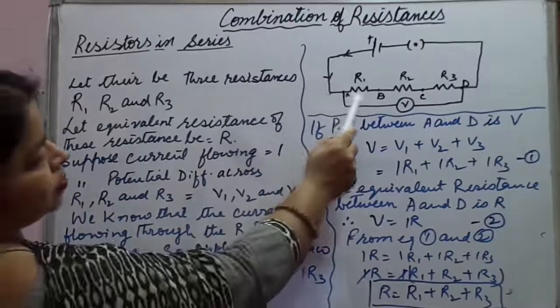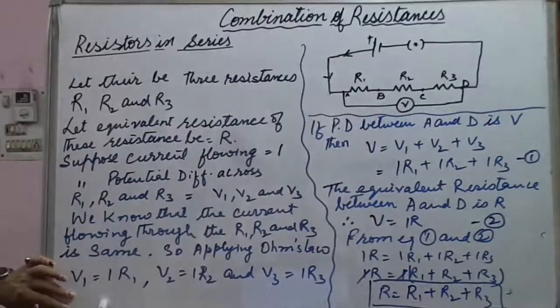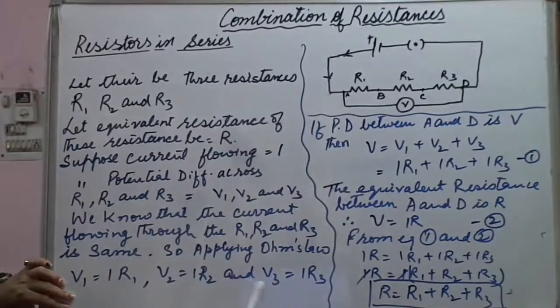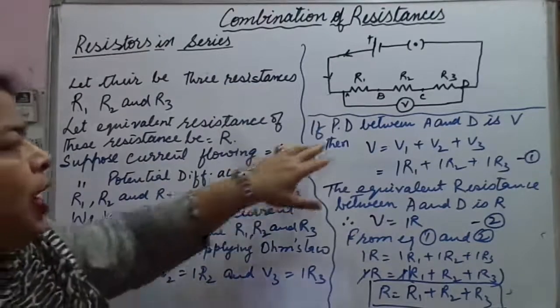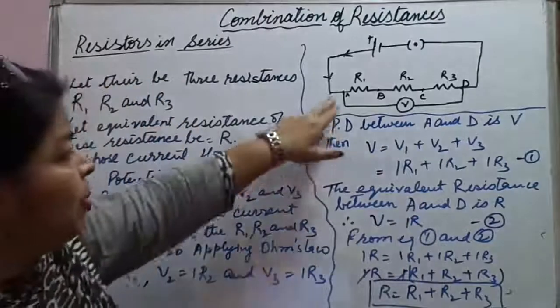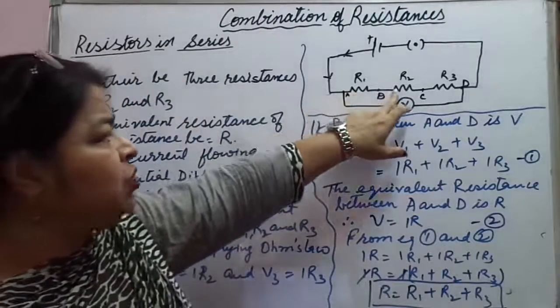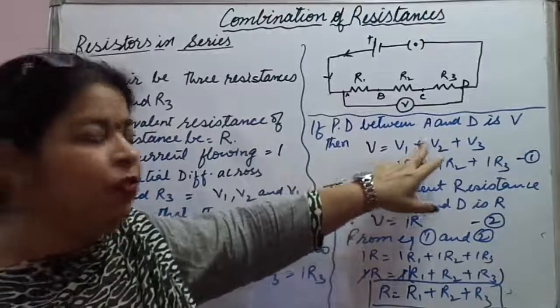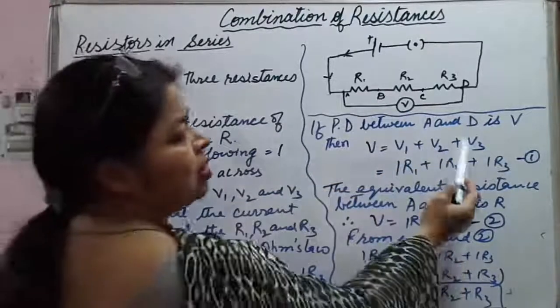For the first resistor, the potential difference will be V1 is equal to IR1. Why IR1? I is the same, as we have mentioned. Same way, for the second one V2 is equal to IR2, and for the third one V3 is equal to IR3. If the potential difference between A and D is V, then V is equal to V1 plus V2 plus V3.